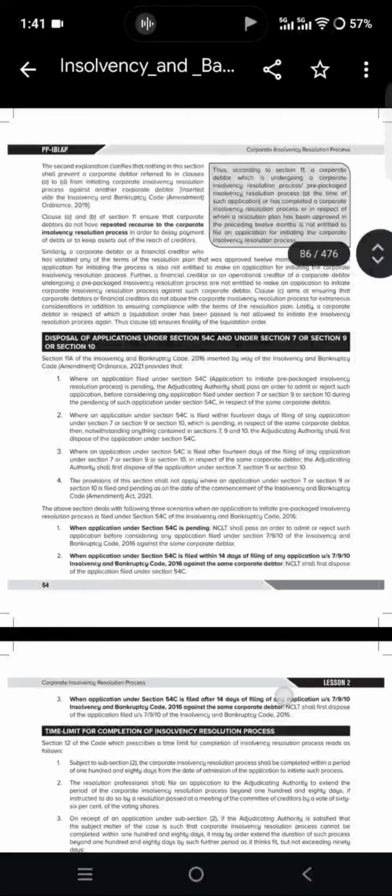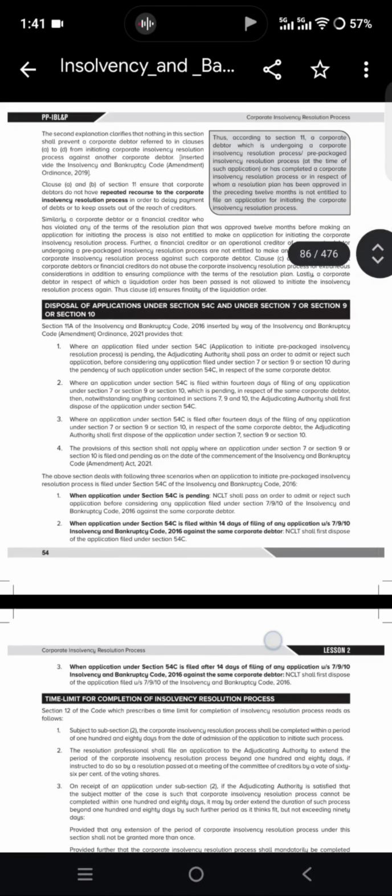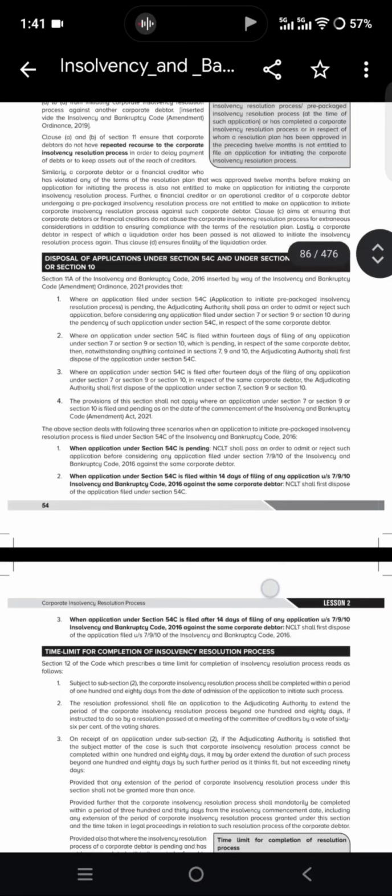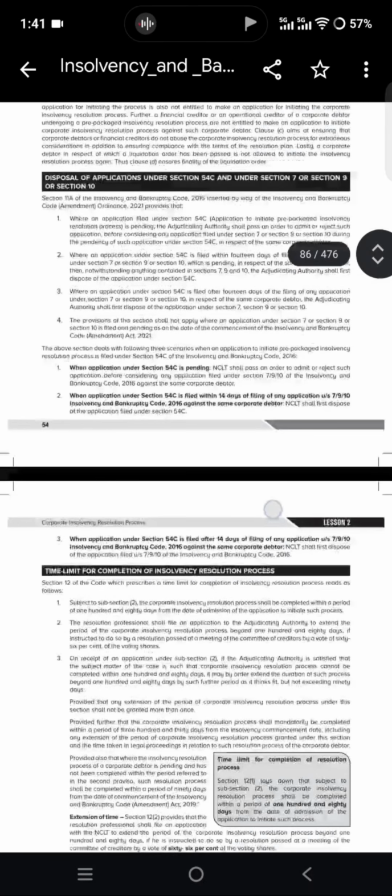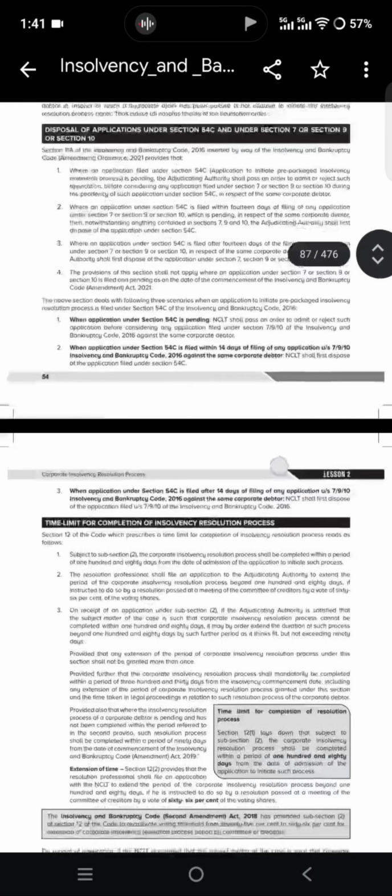11A was inserted by way of IBC amendment, where an application is filed under interplay of CIRP and PPIRP. Where an application under 54C, that is PPIRP application, is pending, the AA shall pass an order to admit or reject such application before considering any application filed under 7 or 9 or 10 during pendency of such application under section 54 in respect of the corporate debtor. If two are there, PPIRP and CIRP, PPIRP filed, still it is pending, the 14 days has not lapsed, CIRP has been filed. So first they will take up PPIRP.